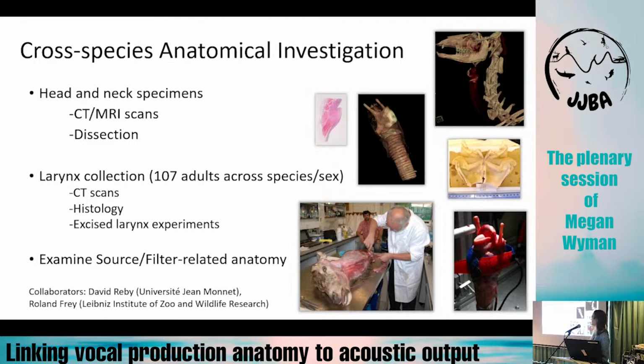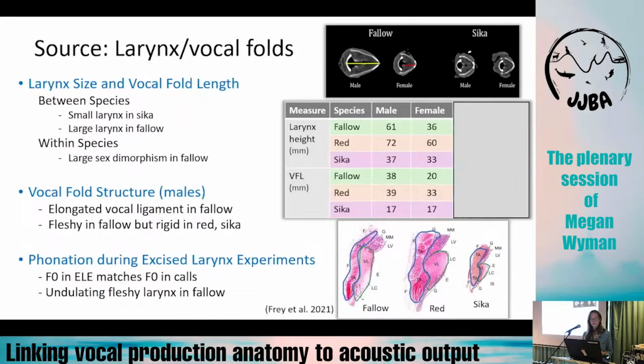And we did CT and MRI scans on these heads and necks. We did detailed dissections here by taking layer by layer down to look where all the muscle attachments were, and the ligaments and everything. And lots of CT scans of larynges. I also collected testes, which is not on here, to try to correlate testes size with vocal anatomy. And then we're examining all of these different factors.